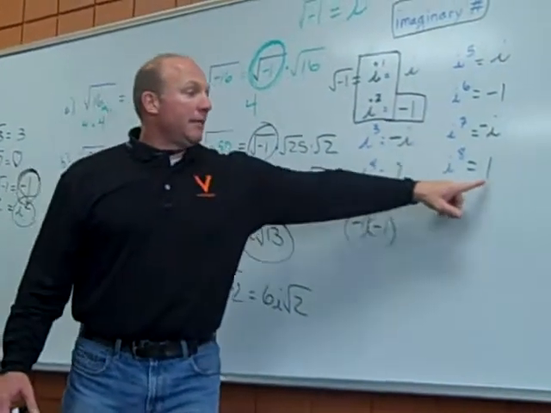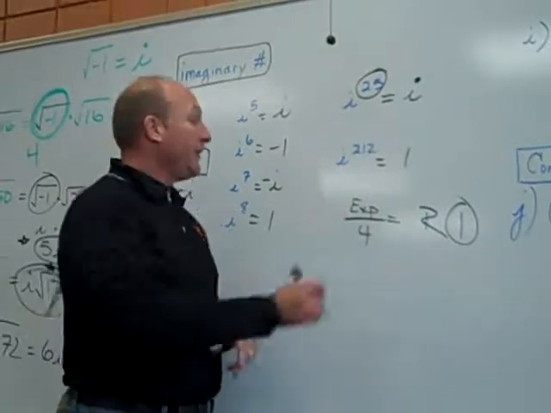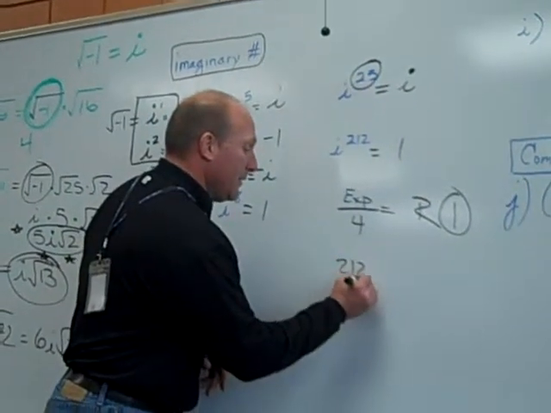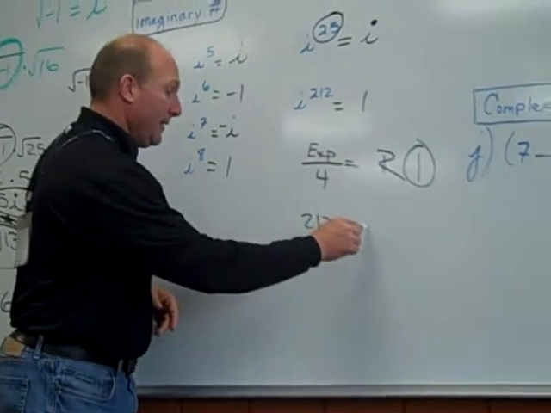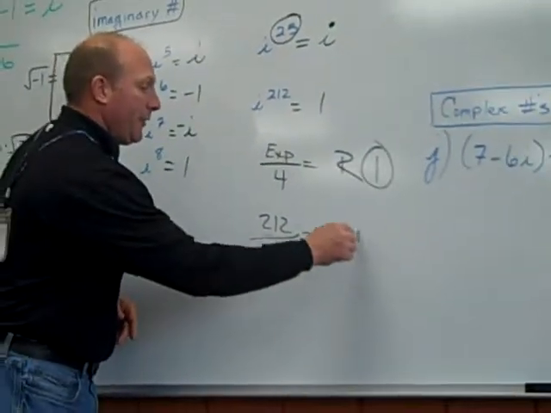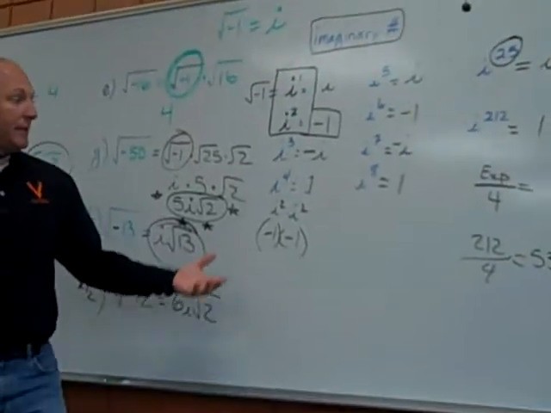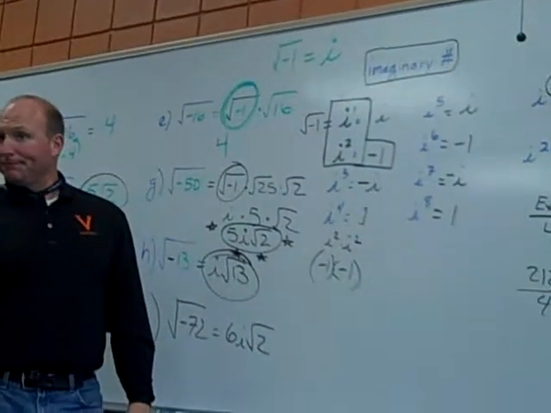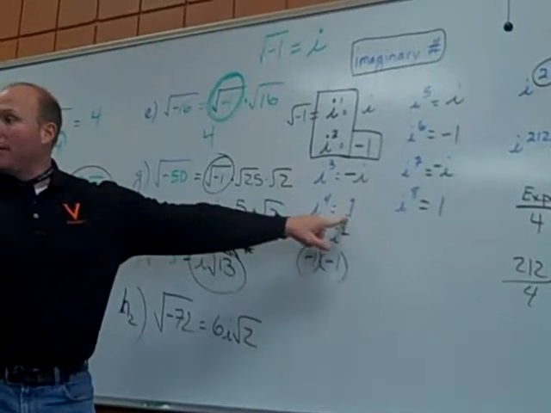So there's 1. Okay? So let's look at 212. Divide 212 by 4. I don't know how many times, but let's see. It goes in 53 with a remainder of 0. No remainder. Which one is it then? Can't have a remainder of 4. Done.